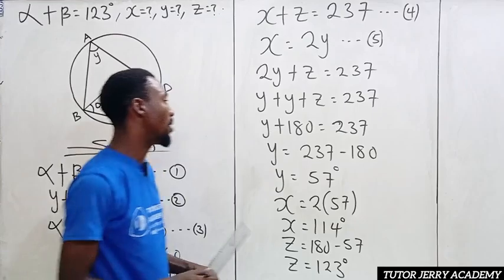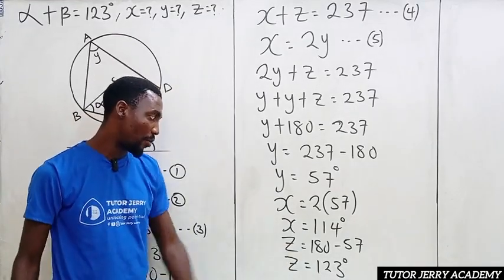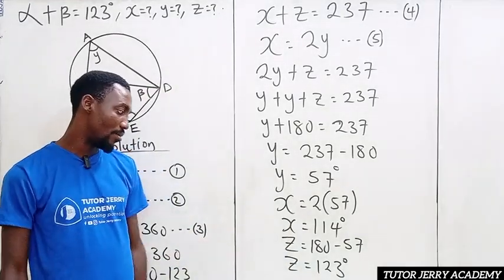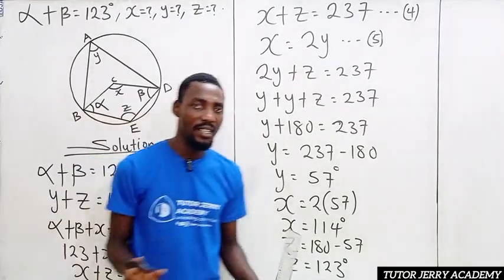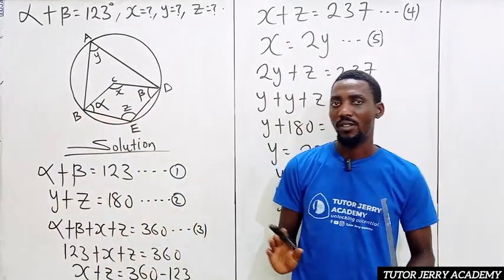All right. So it shows that the value of s is 114, the value of y is 57, and the value of z is 123. I hope you understand this question. Thanks.